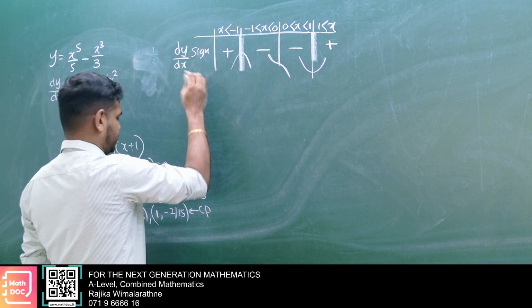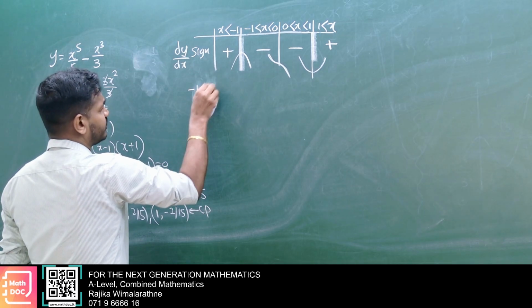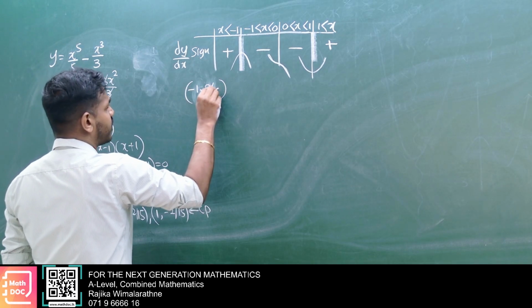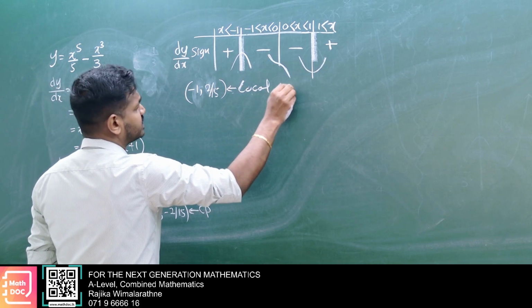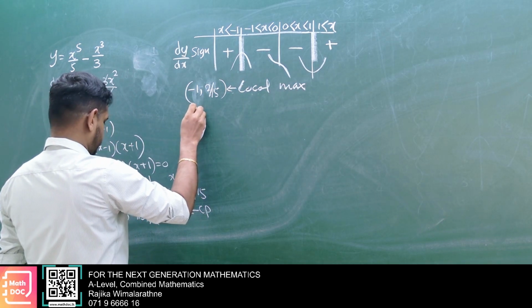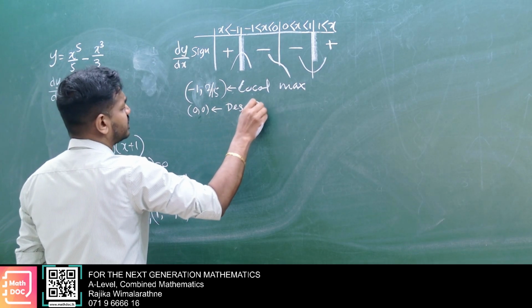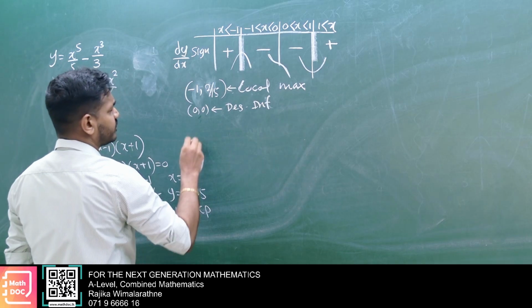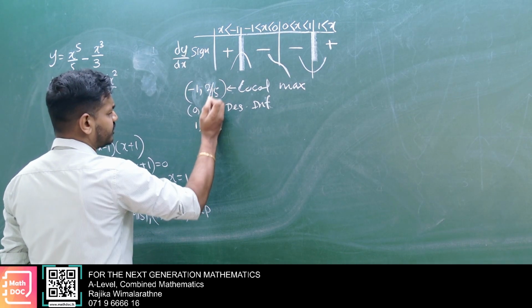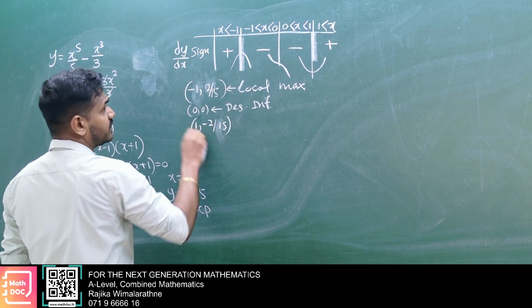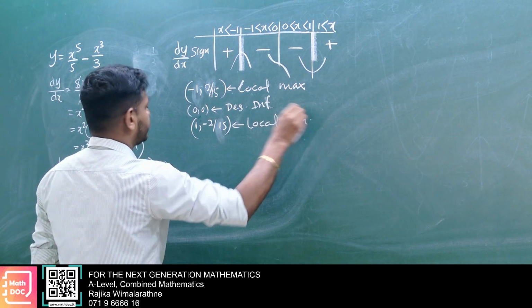Therefore (-1, 2 over 15) is a local maximum. (0, 0) is a decreasing inflection. And (1, minus 2 over 15) is a local minimum.